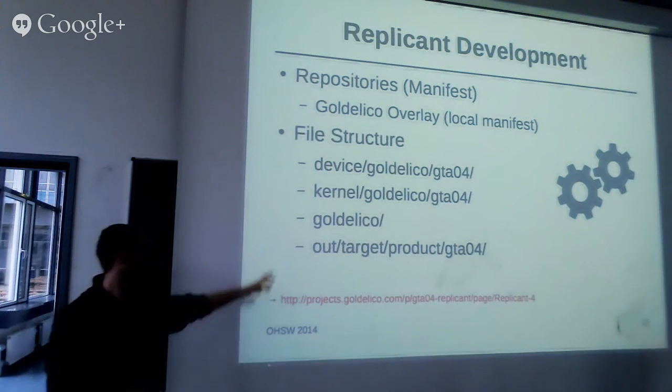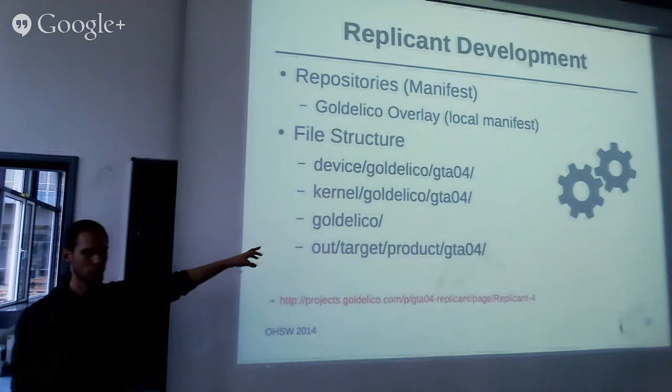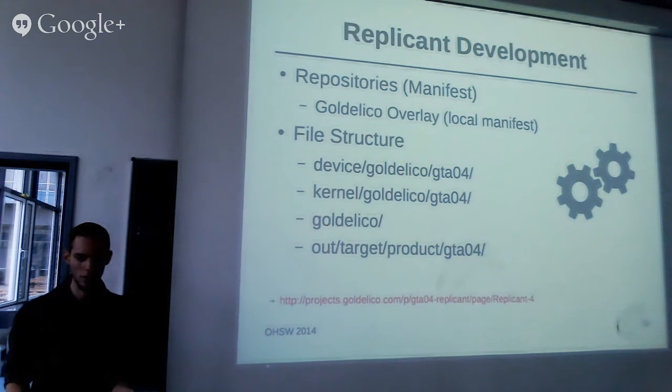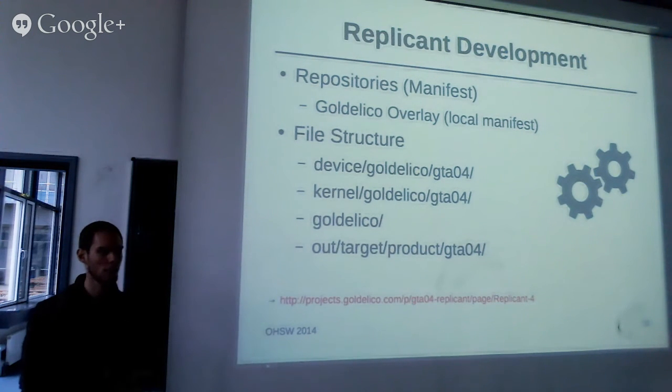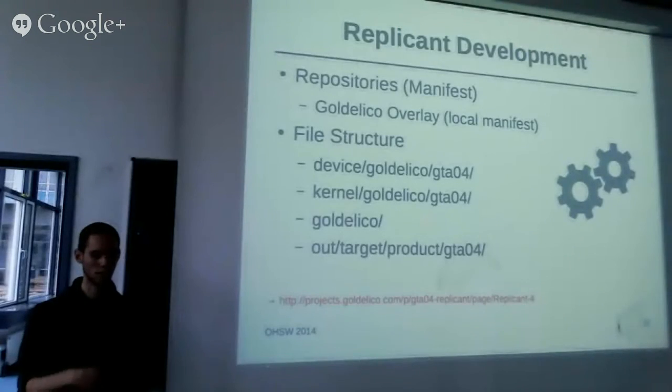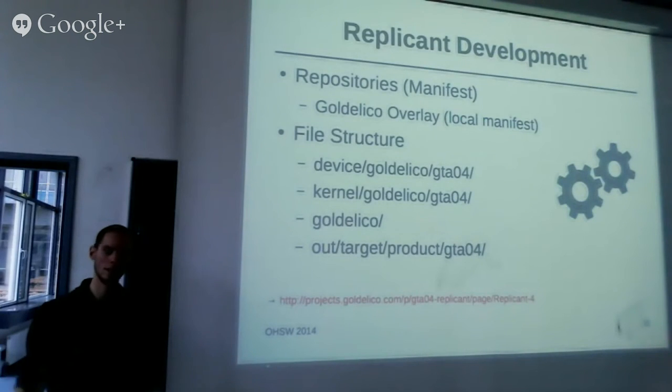Then we have this new folder which isn't available in the normal Android toolchain. This is the Goldelico folder, and this just contains some helper scripts which you can use. For example, there's a script which can compile the whole system for you. You just have to execute it.